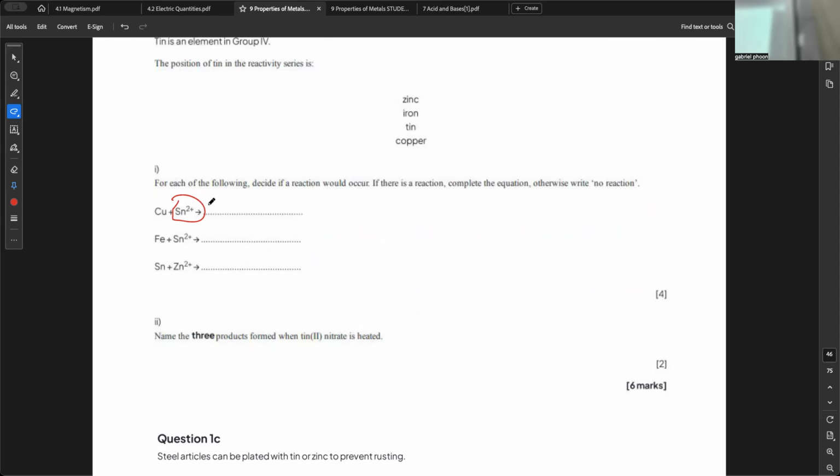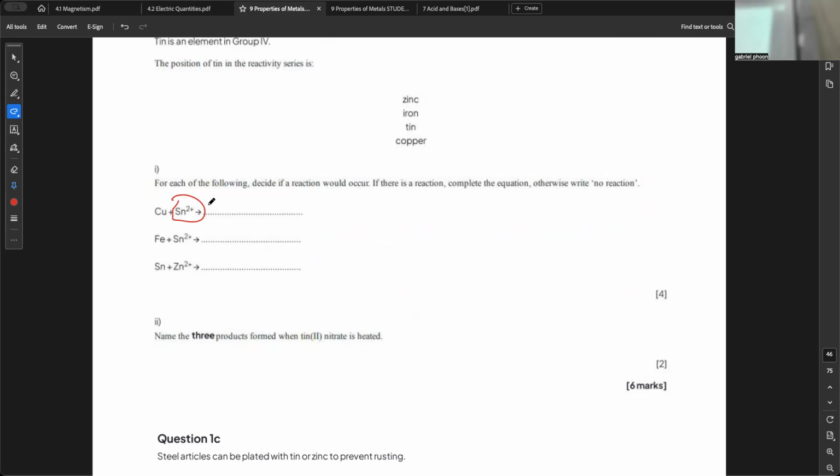What's Sn and Sn2+? I told you, this is the ion which is in the liquid state. For example, copper(II) sulfate liquid, right? Inside that liquid there's Cu2+ and there's SO4 2-. No reaction, NR.